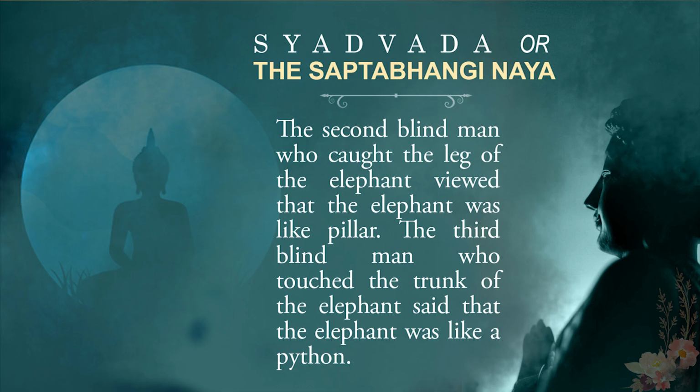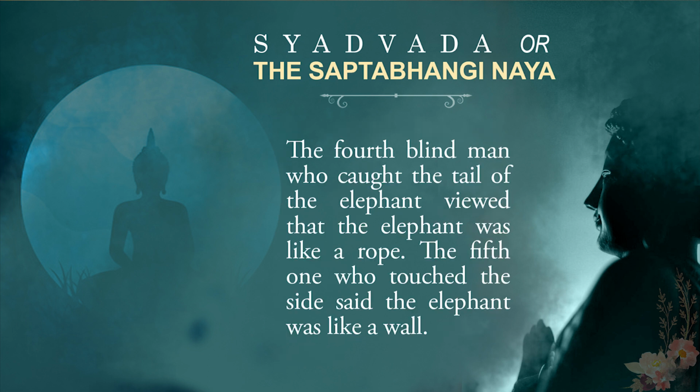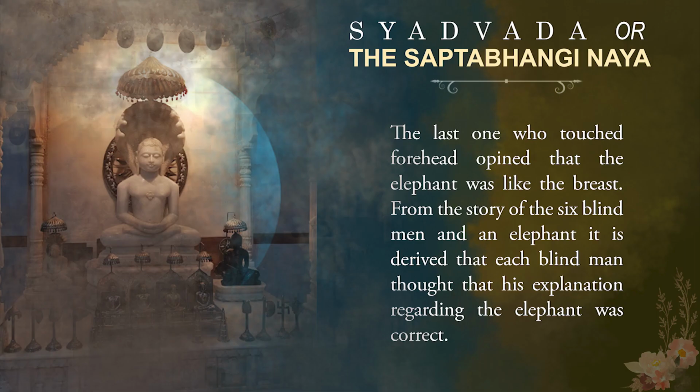The second blind man, who caught the leg of the elephant, viewed that the elephant was like a pillar. The third blind man, who touched the trunk of the elephant, said that the elephant was like a python. The fourth blind man, who caught the tail of the elephant, viewed that the elephant was like a rope. The fifth one, who touched the side, said the elephant was like a wall. The last one, who touched the forehead, opined that the elephant was like a breast.